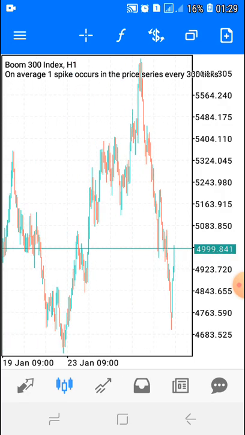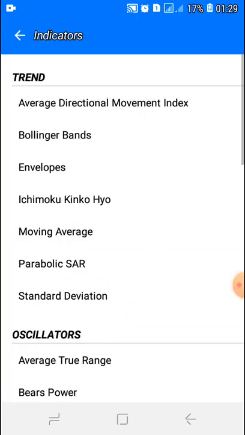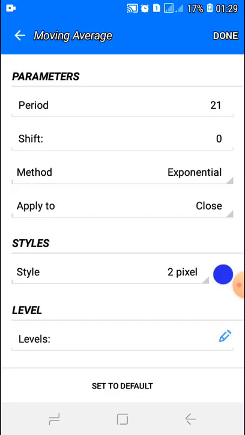Now on Boom 300, the first thing we're going to do is check the trend of the market. Once we add the indicators we need, our first indicator for the strategy is the moving average. Make sure that your parameters are like this: the period should be 21, shift zero, method exponential, apply to close, style 2 pixel blue.